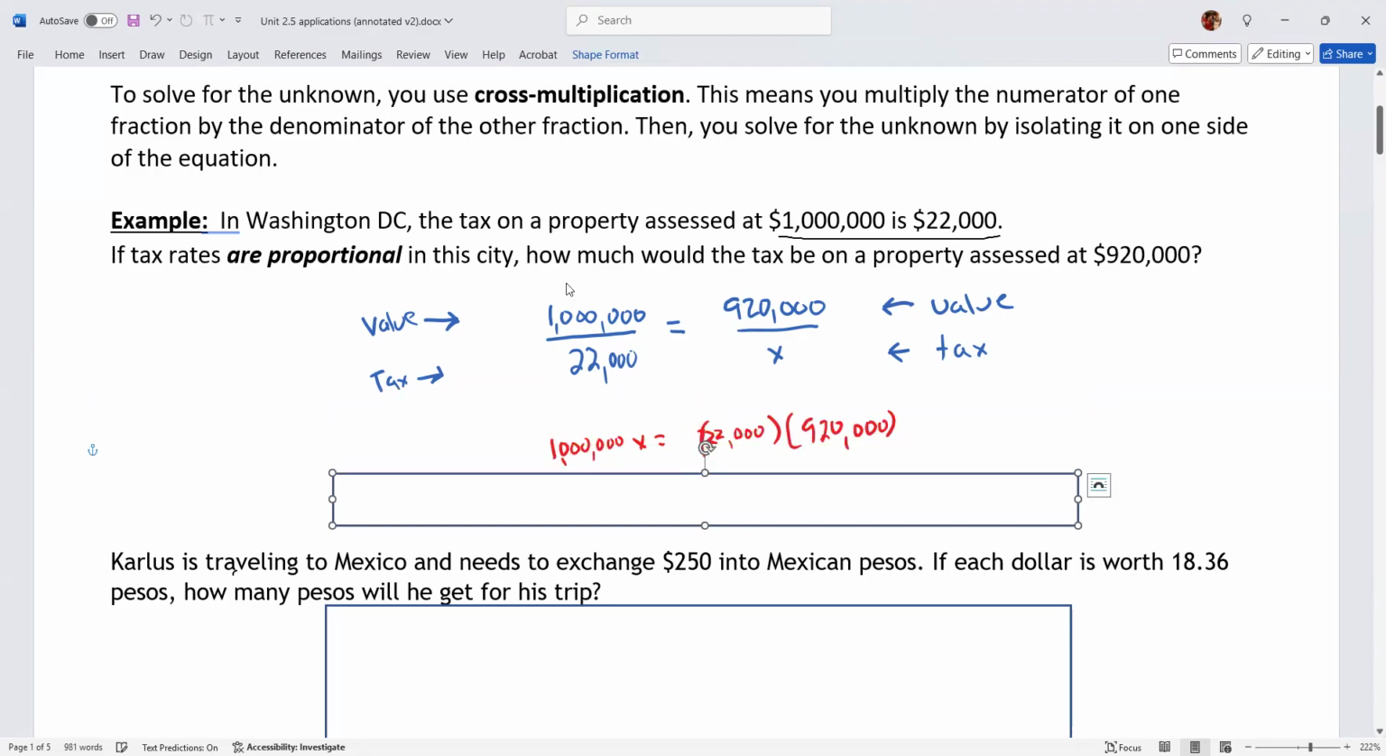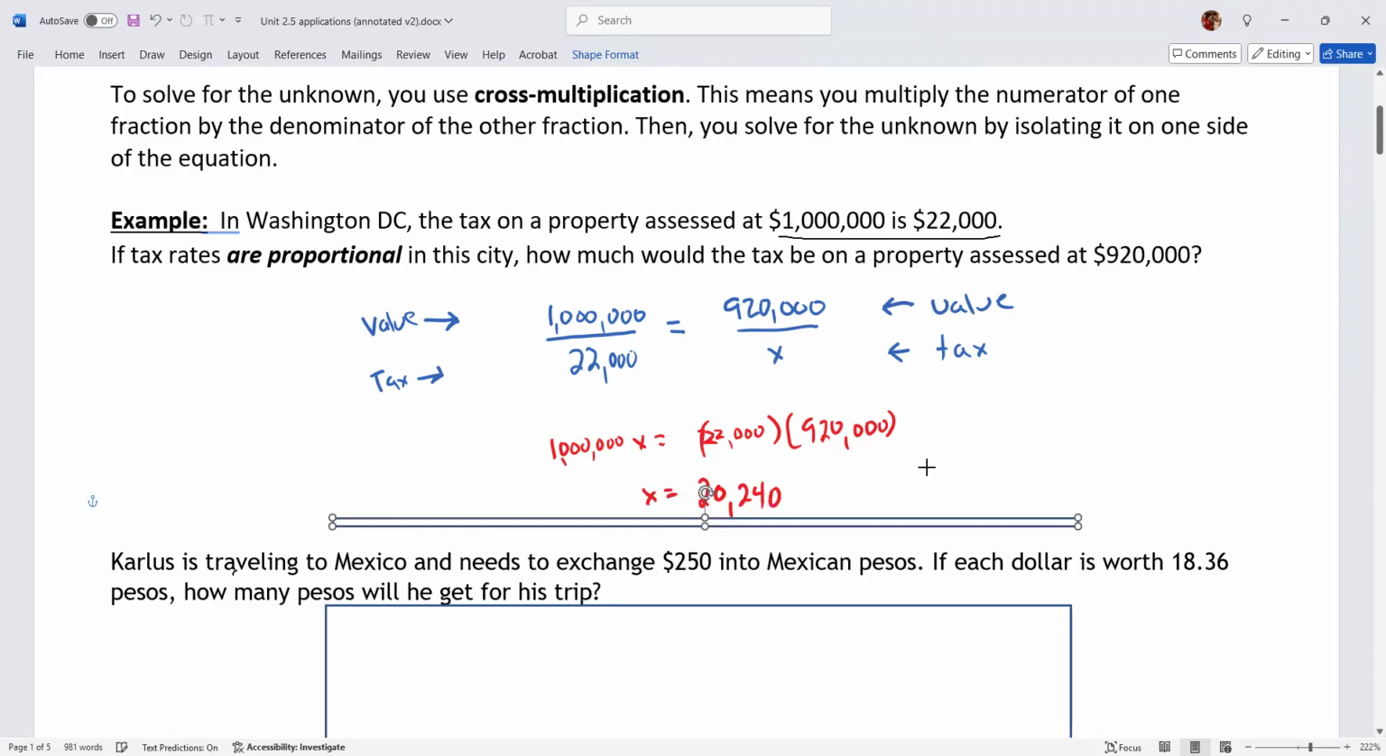So when I multiply 1 million times X, that will be equal to 22,000 times 920,000. And when I'm done, I get a value that X is equal to 20,240. It's real simple on a calculator. Just multiply 22 by 920 thousands and then divide by a million, you got your answer. Okay, the answer, does it make sense? Yeah, sure it does, because 920,000 is a little bit less than a million. So my taxes I would expect to be a little bit below 22,000, which it is.